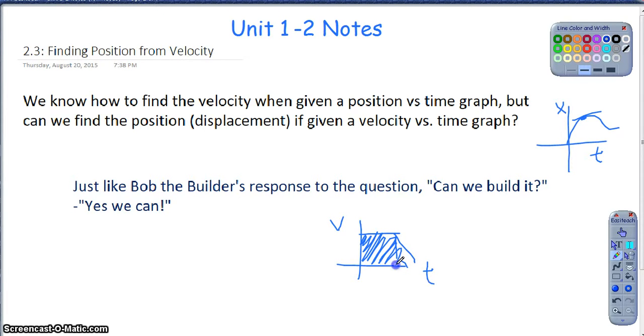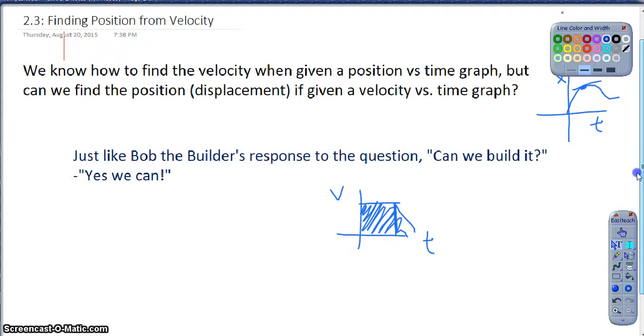Well, we know how to do that if it's a nice straight line. If it's squares and rectangles and triangles and whatnot, we can do that pretty easily. So the question is, how do we do it if it's a function, if it's a curve like this? How do we actually find the exact value? That's going to be what we look at in this section.